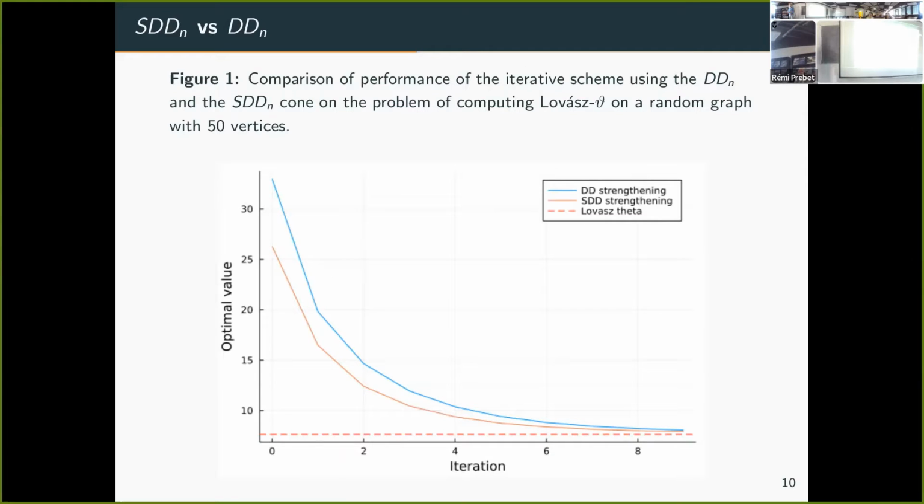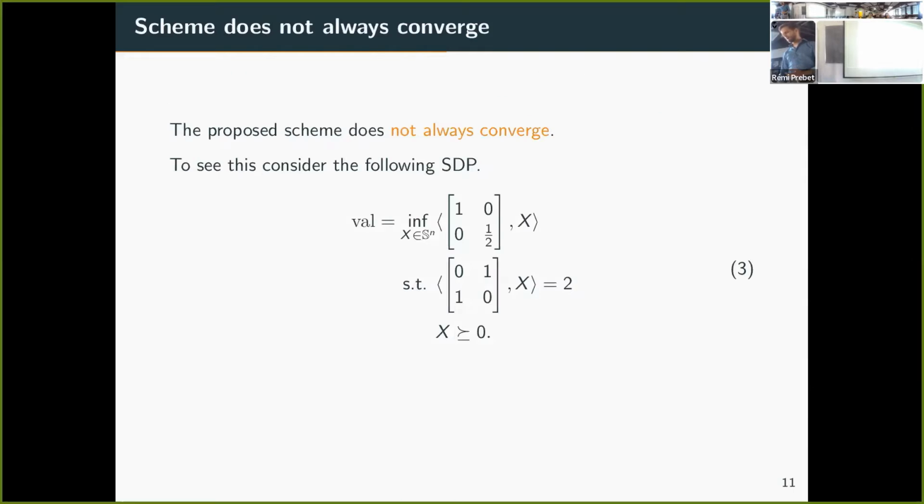Is this a convergent procedure? Does it converge to the optimal value of the SDP? And the answer is no. It does not always converge. We have a simple example here which shows that. So consider this standard SDP. The optimal value here is square root 2.